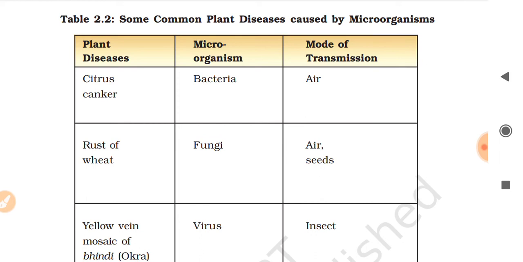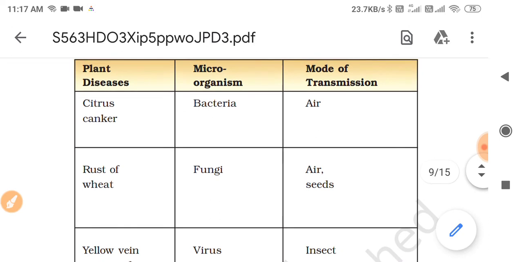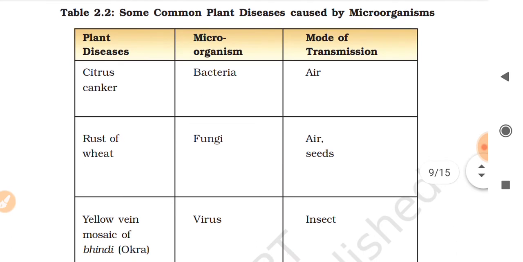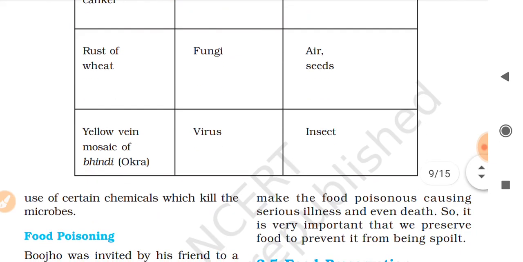Citrus canker is a common disease in plants, caused by bacteria, and its mode of transmission is air. Rust of wheat is caused by fungi, and its mode of transmission is air and seed. Then yellow vein mosaic of bhindi, okra, is caused by a virus, and its mode of transmission is insects. Very few are given in your book, but many plant diseases are also caused by these microorganisms.